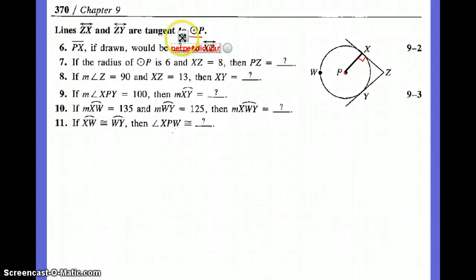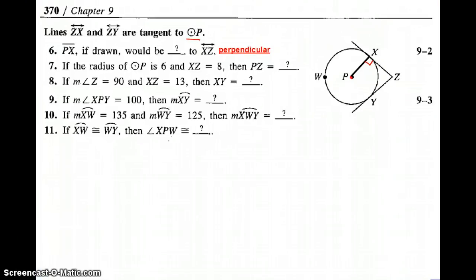Okay. Can you actually see that in there? You probably can't. I'm just going to do that here because you can tell that that probably goes in the blank. Okay. If the radius of P is 6, circle P is 6, if I can draw that there, and XZ is 8, then PZ, well, this one I actually can find out.